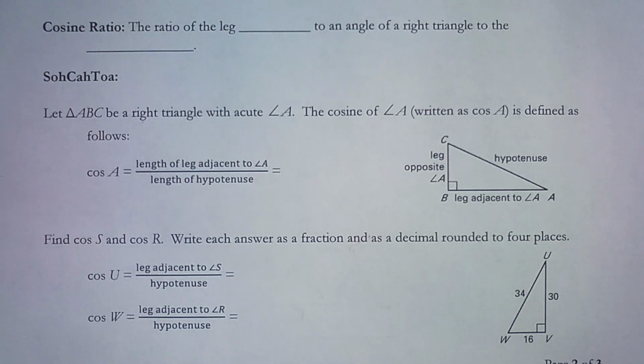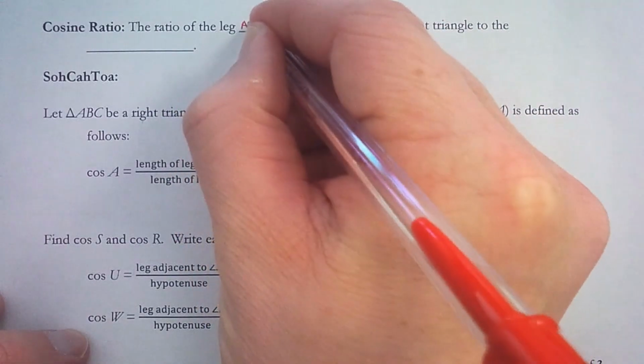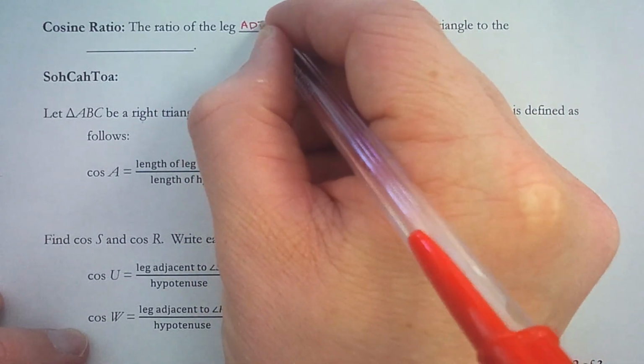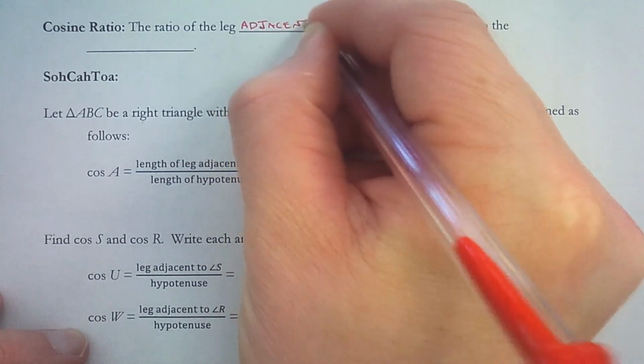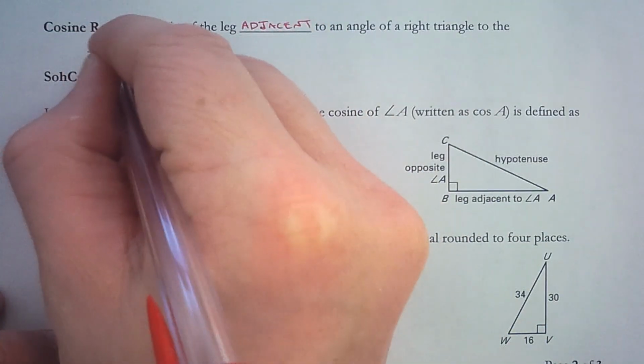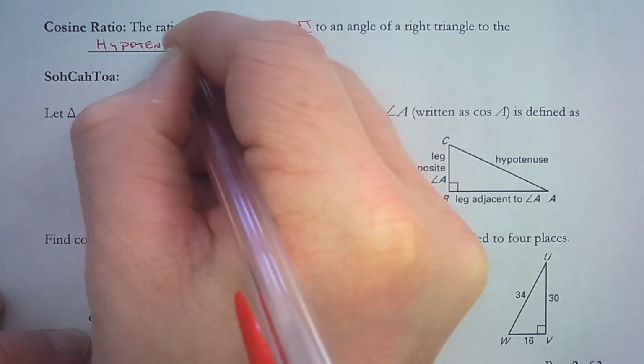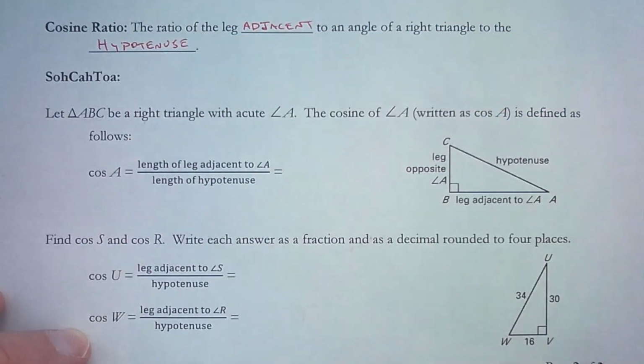Hey guys, today we are going to learn about the cosine ratio. It is the last of our three basic trigonometric ratios. The cosine ratio is the ratio of the leg adjacent, or next to, an angle of a right triangle to the hypotenuse. So that means it's the adjacent leg over the hypotenuse.